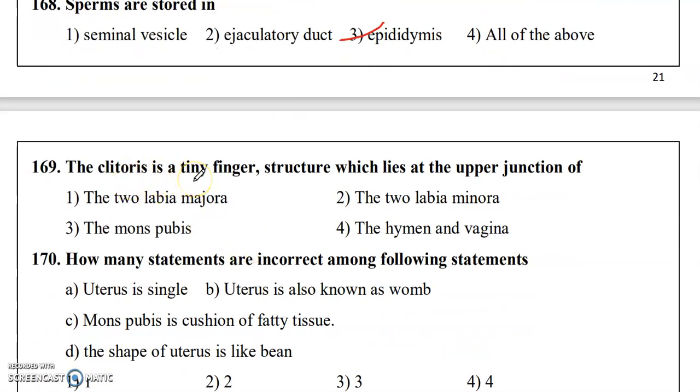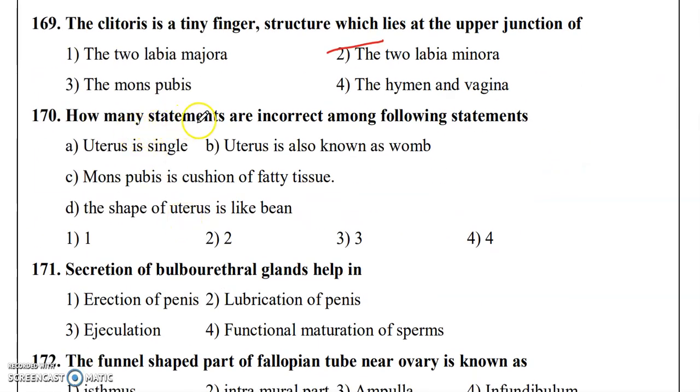The clitoris is a tiny finger-like structure which lies at the upper junction of the two labia minora. How many statements are incorrect among the following? Uterus is single, correct. It is unpaired, also known as womb, hystera, metra. Mons pubis is a cushion of fatty tissue, correct. The shape of the uterus is like a bean? No, it is an inverted pear shape. That means only one statement is incorrect.